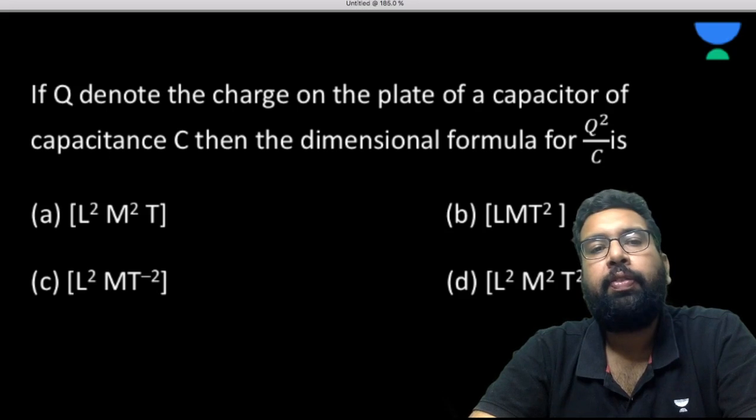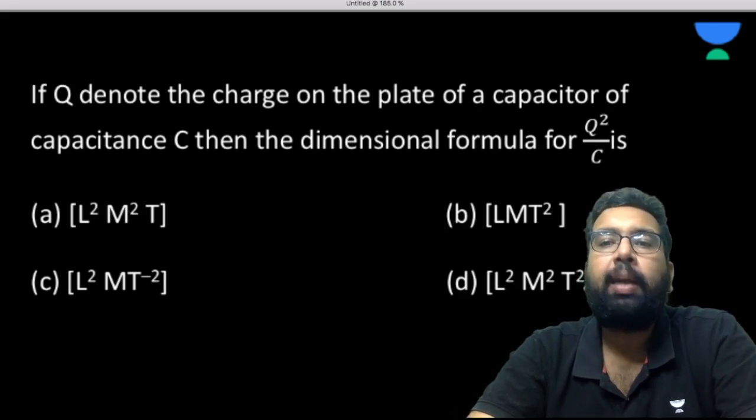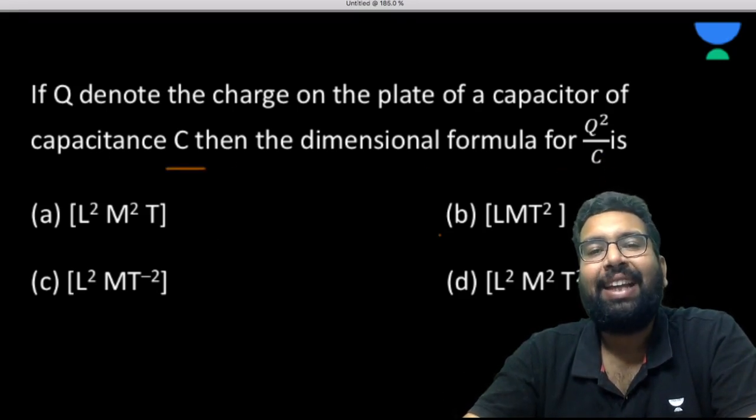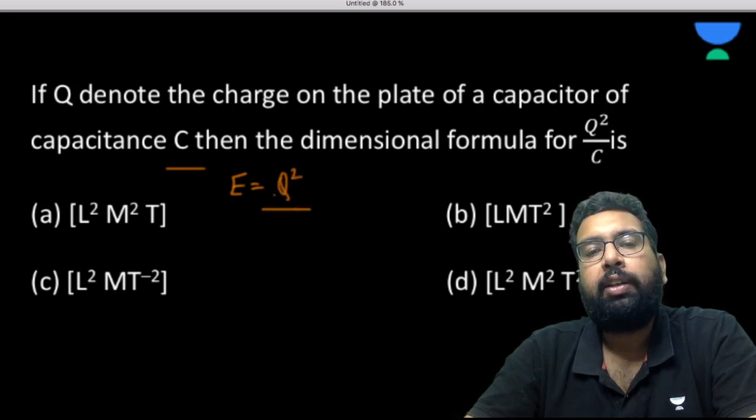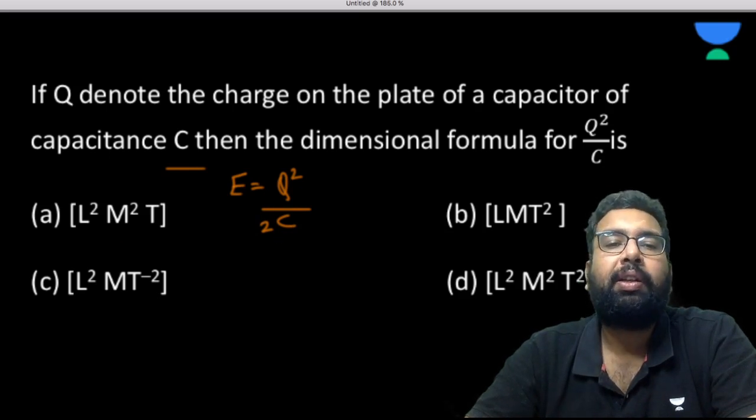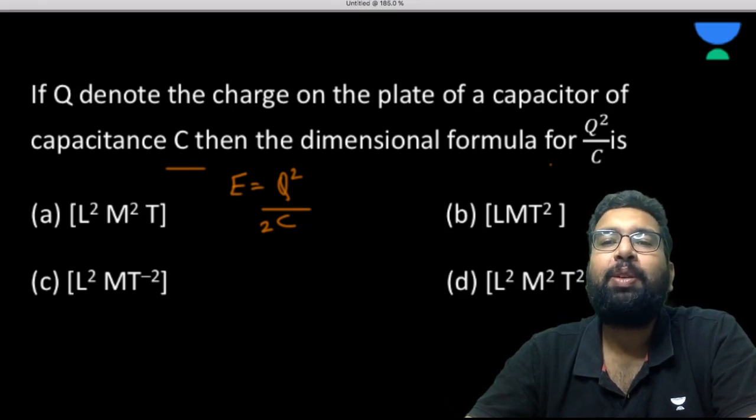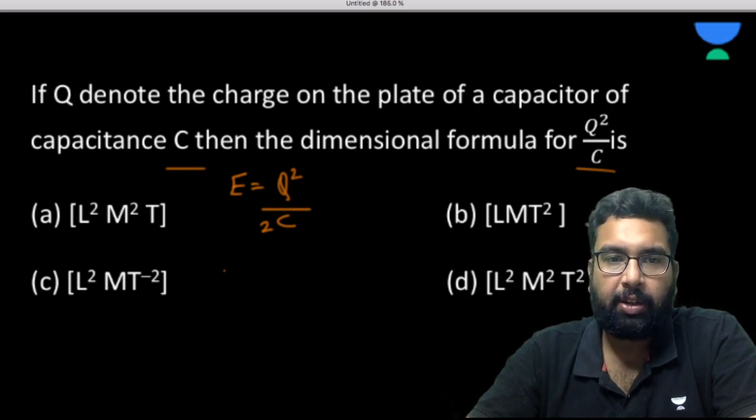So how will we do it, sir? If Q denotes the charge on the plate of the capacitor of capacitance C, then the dimensional formula of Q square by C is what? If you know it, let's do it. So E is equal to Q square by 2C. This is the very standard formula. E is the energy. So basically when Q square by 2C is the dimension of energy, Q square by C also will have the dimension of energy.